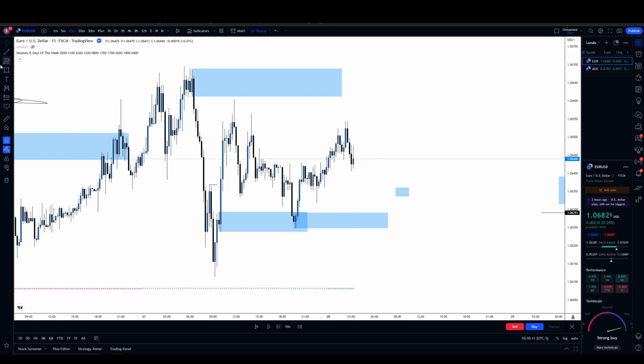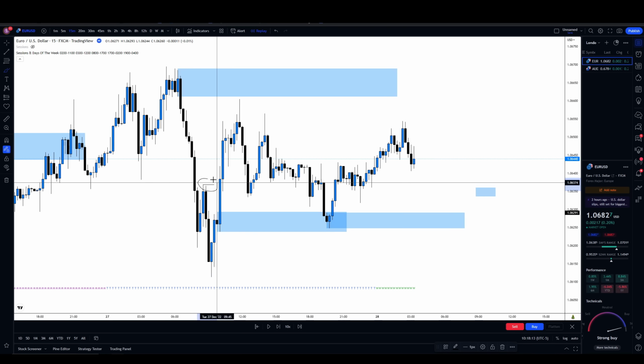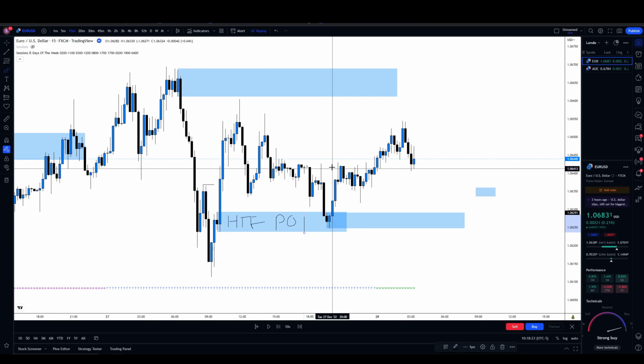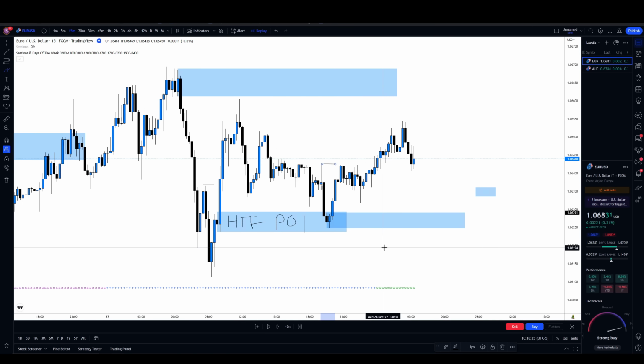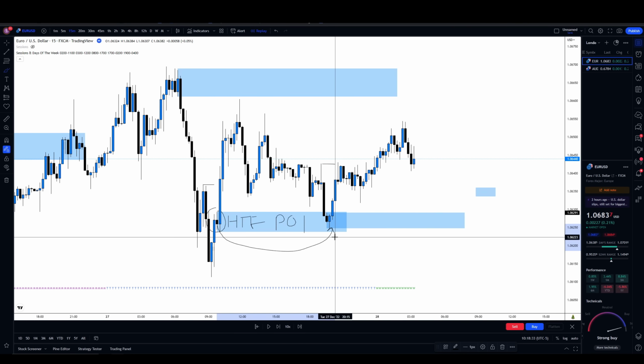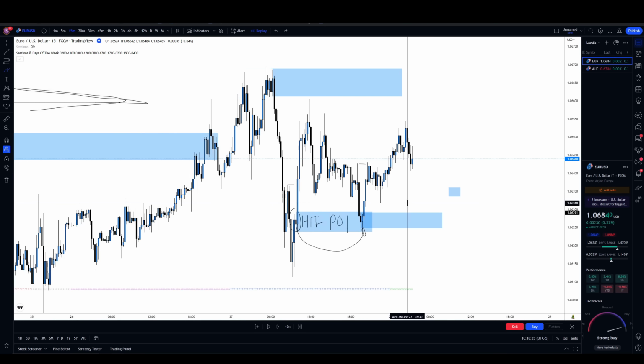Why did I use this point of interest? It's very simple. Number one, break of structure. So this is my higher time frame point of interest, higher time frame POI. The next point, the market reaches this area of supply, it goes up, and what does it do? It breaks more structure. So this is the cause, the beginning of the move up, meaning that all the orders that were over here were sufficient, and that caused the market to go up.